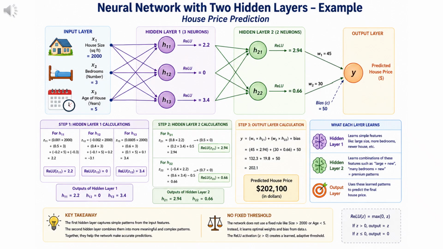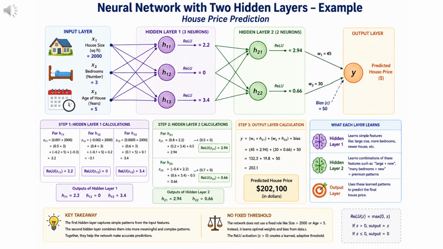For neuron H11, the weighted sum is 2.2. Since the value is positive, ReLU keeps it unchanged, so the output is 2.2. For neuron H12, the weighted sum is minus 3.1. Because the value is negative, ReLU converts it to 0. For neuron H13, the weighted sum is 3.4, so ReLU outputs 3.4.